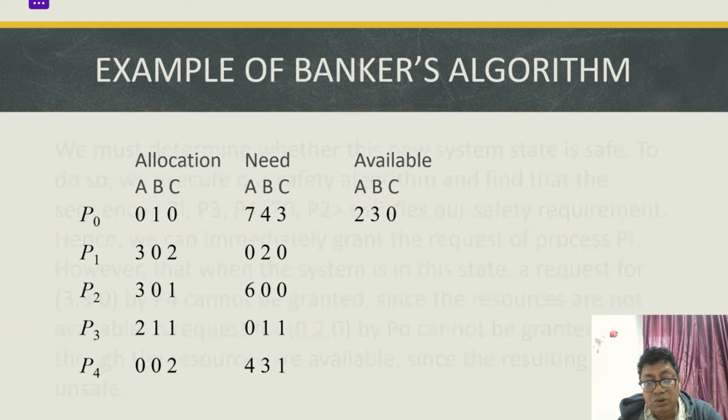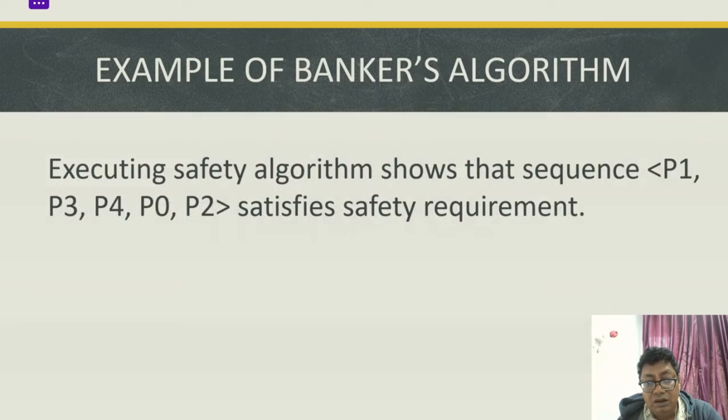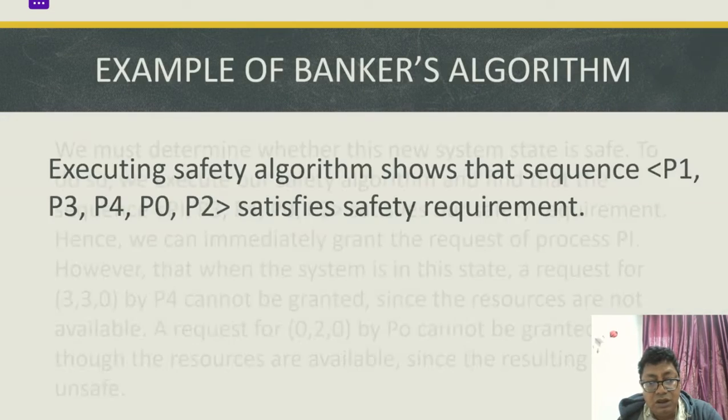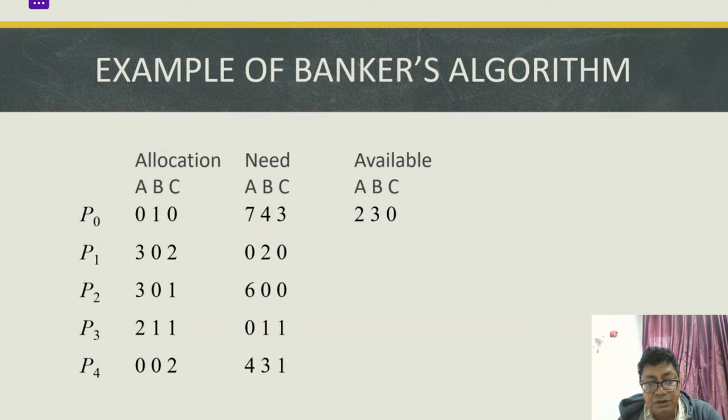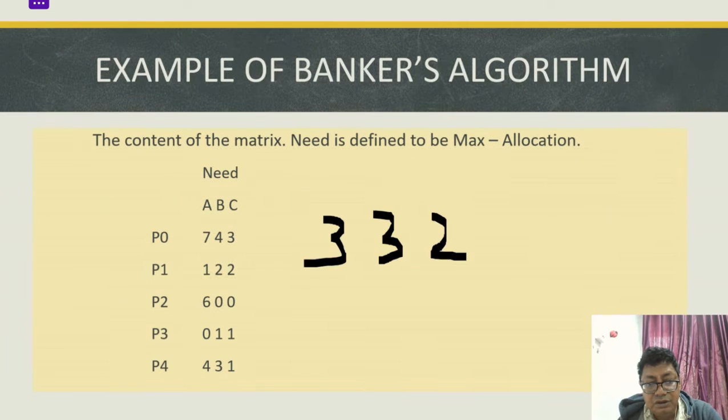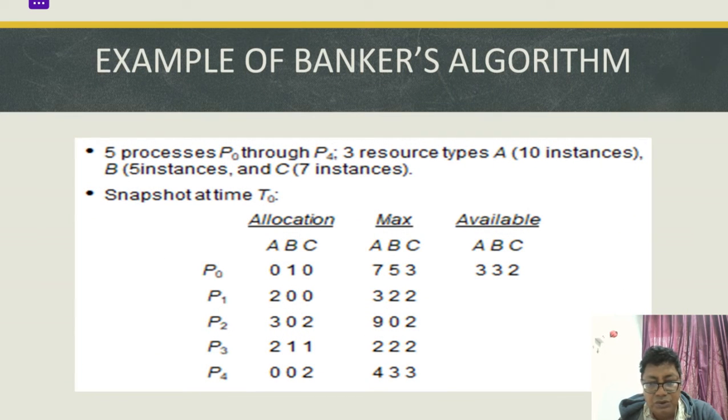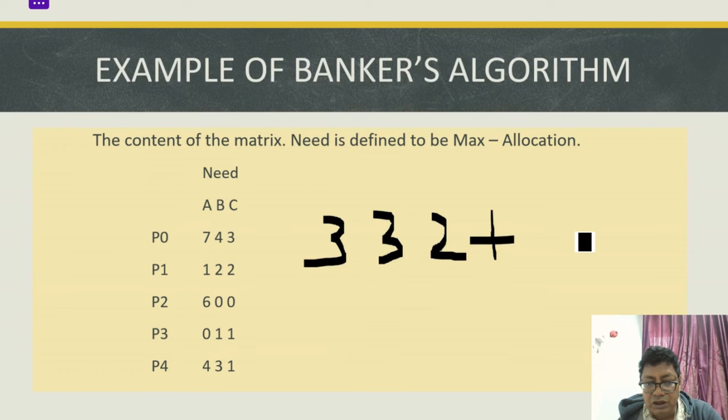So the new allocation becomes, we just write down a plus. What is the allocation of the P1? 200. So now it becomes 200.